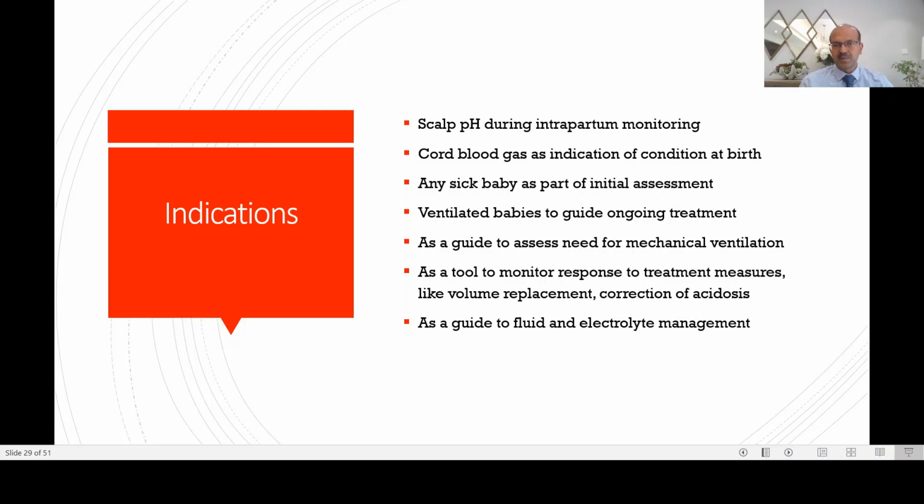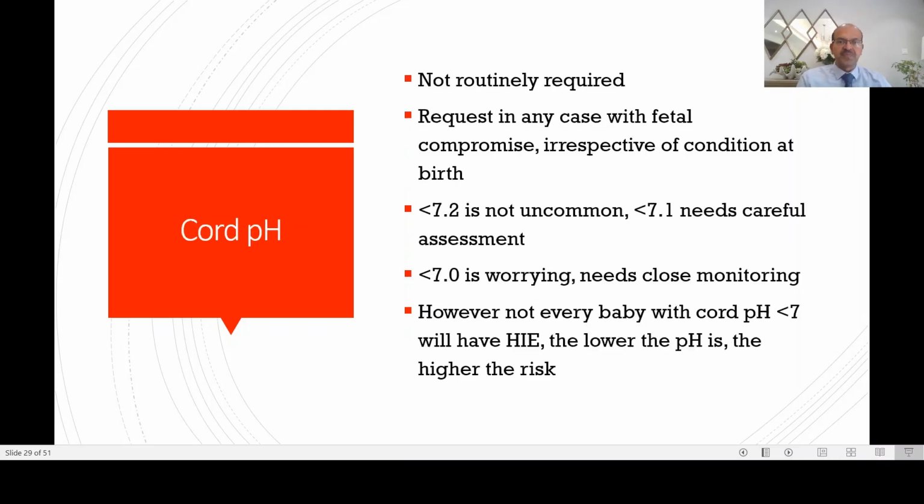In ventilated babies, we use the blood gas analysis to guide ongoing changes and treatment changes in the ventilation. And we also use the gas as a tool to assess the need for mechanical ventilation. So it's used as a tool to monitor the response to treatment measures like volume replacement and correction of acidosis, as well as a guide to fluid and electrolyte management, especially if you have electrolytes added in your blood gas. So remember that this is one way to use a smaller volume to reduce your bloodletting and blood losses.